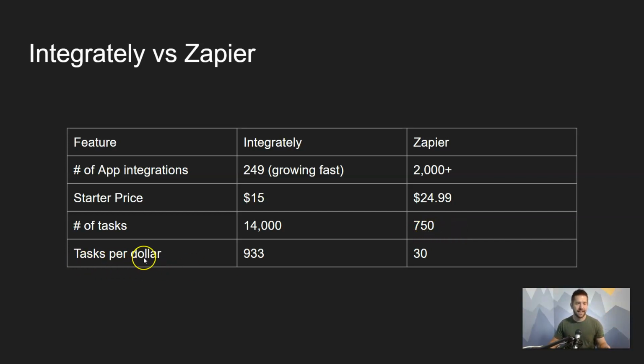If you were to break that down to the number of tasks or the number of automations per dollar, you're getting almost 1,000 automations, 1,000 runs of this program for just $1. So 933 automations per dollar is what you're getting with this tier of Integrately. And with Zapier, you're getting a paltry 30 automations per dollar. So worth taking a look at.